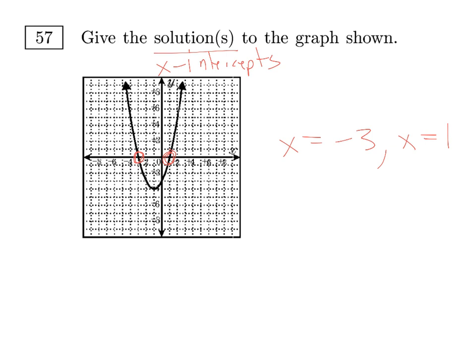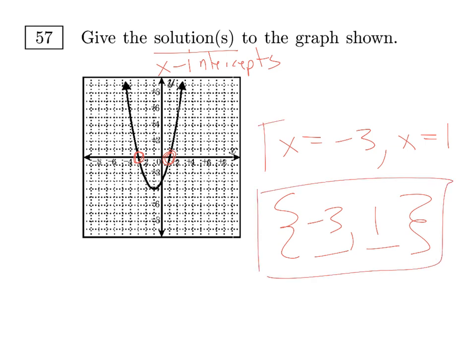And you may see the answer represented this way, with these brackets. This is just the set of values that work. So whenever you see brackets, it does not represent a point. It's just telling you all the solutions that exist. So one of the solutions is -3, and the other solution is 1. So your answer could be represented like that, or like that.